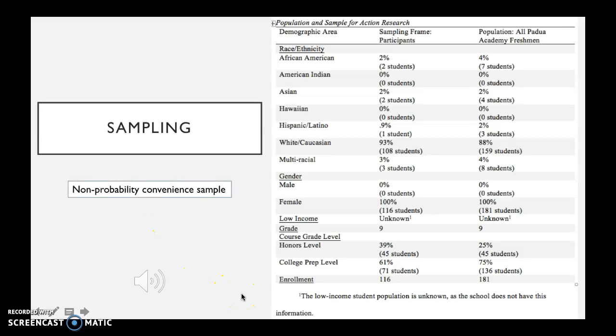This study used a non-probability convenience sample due to the fact that the sample was chosen solely because they were available to me, being in my world civilizations classes. As you can see, the sample is not very racially diverse and is made up of all 9th grade females, both honors and non-honors.